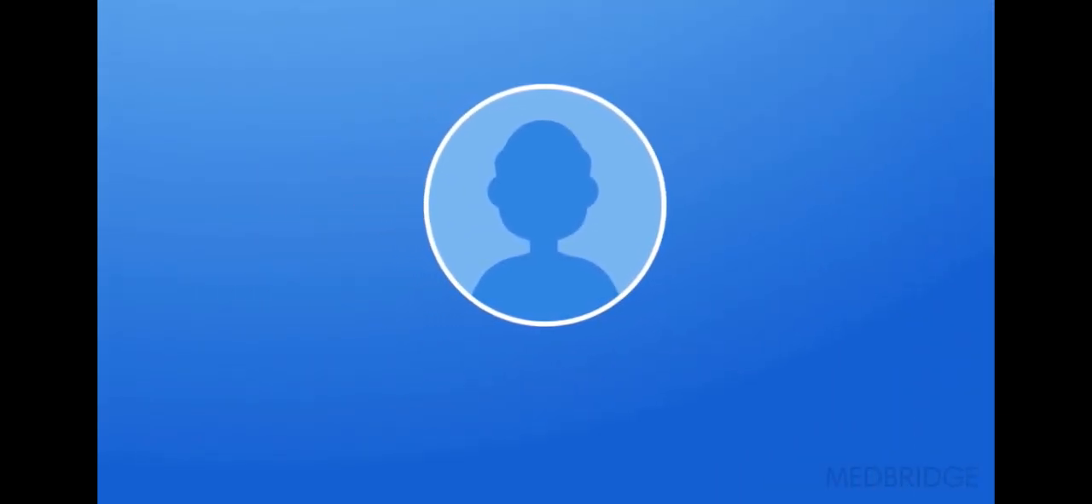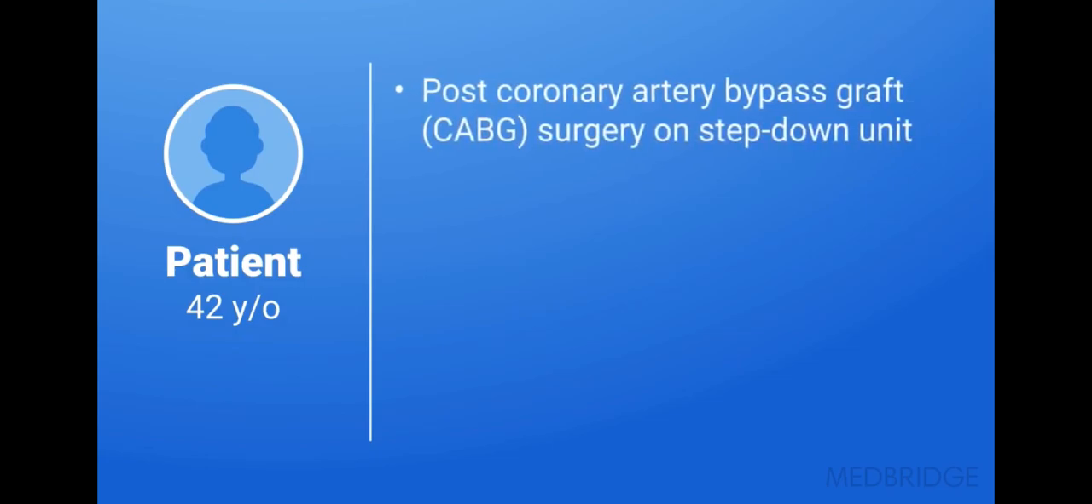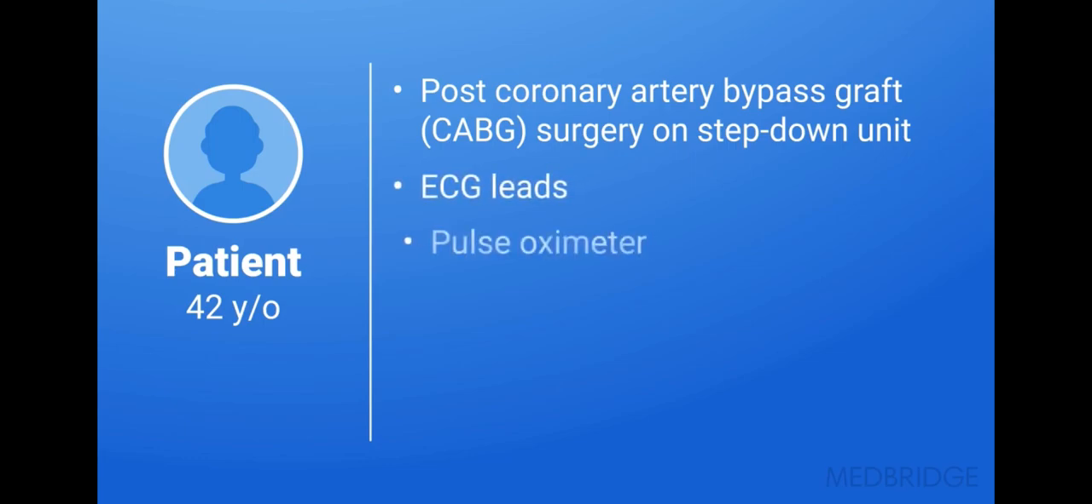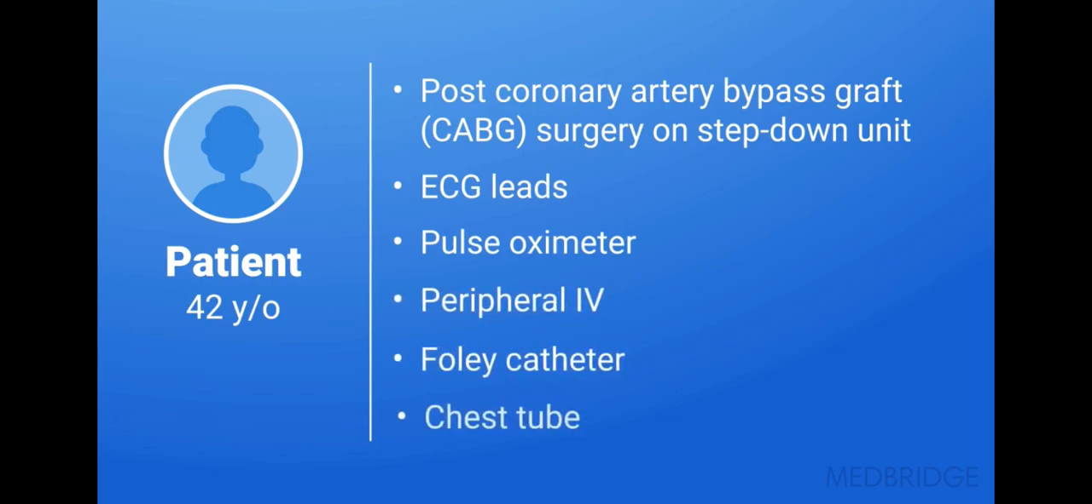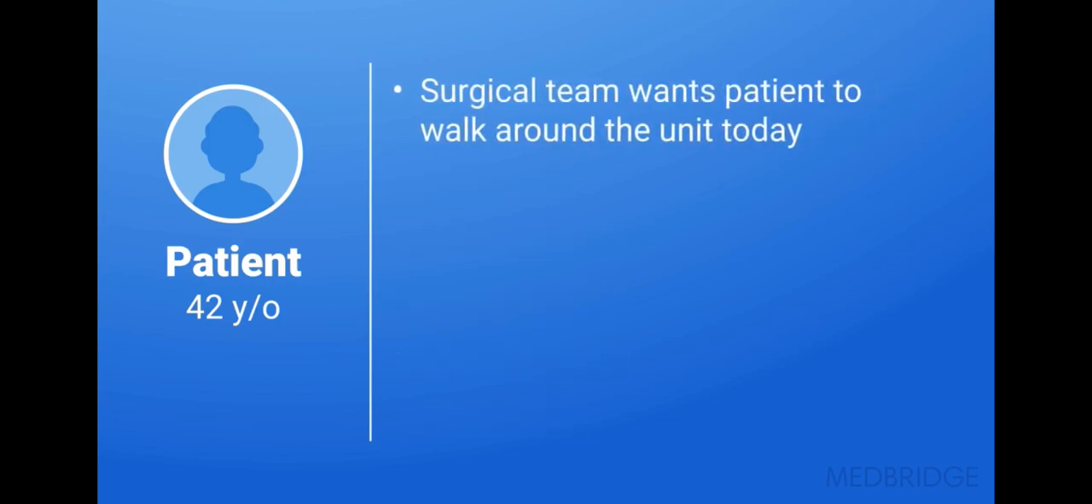Let's take a look at another case. A 42-year-old patient, status post-coronary artery bypass graft surgery, or CABG, is on the step-down unit. Lines and leads attached to the patient include ECG leads, a pulse oximeter, a peripheral IV, a Foley catheter, and a chest tube. The surgical team wants the patient to walk around the unit today. So, what do we need to consider?